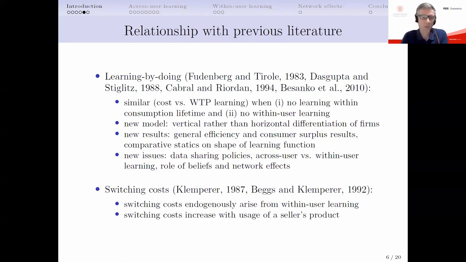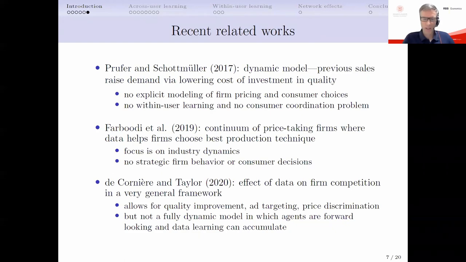The other big literature that we relate to is the switching cost literature. If you think about the 8-sleep bed example, the more you use that bed, the higher the switching cost of switching to a new one that doesn't know your preferences. So in our setting, you can think about the learning, at least within-user learning, as creating an endogenous switching cost that increases the more you use the product. And as far as we know, there's no model in the switching cost literature where the switching costs increase with the usage of the product, even though that seems somewhat natural, even if you think about some of the traditional interpretations of switching costs in terms of learning how to use a product. So that's another contribution.